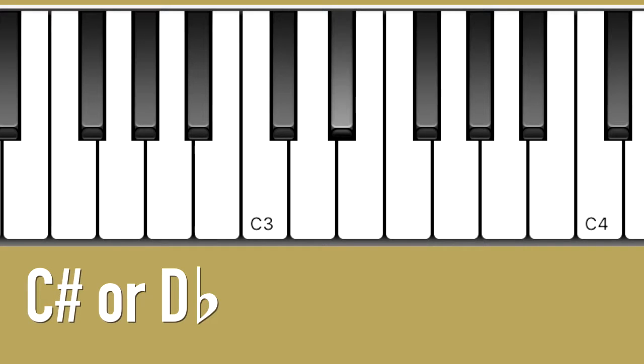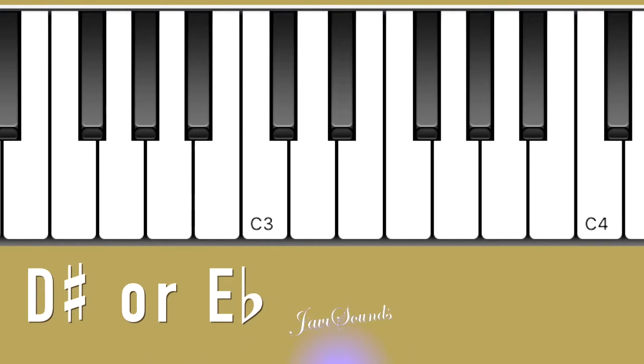Look at this black key. This black key is either D sharpened, or E flatted. E is flatted to that point. D is sharpened to that point. E is flatted to this point. So this key can either be called D sharp or E flat. You can either call it D sharp or E flat. You can see that.